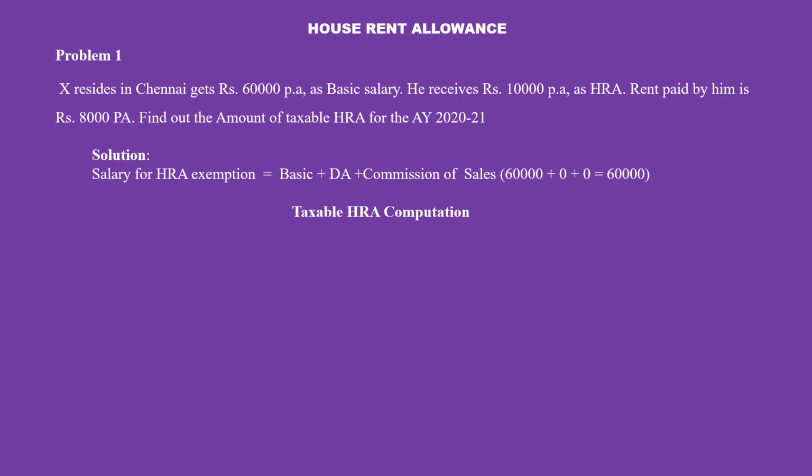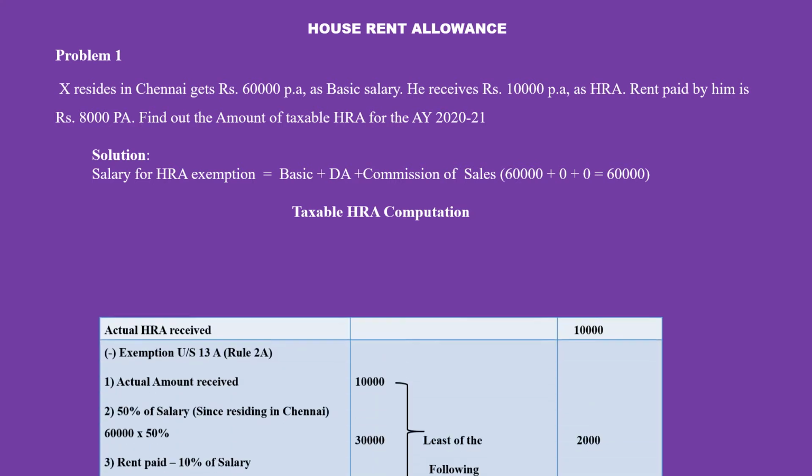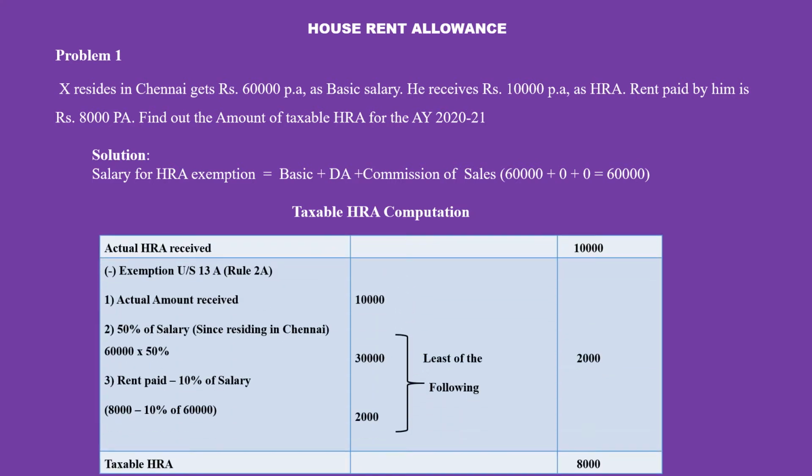Now, how do you calculate the taxable HRA? You'll have to draw 3 columns: particulars and 2 rupees columns. In this, first you start off with the actual HRA received. The actual amount of HRA received is 10,000 according to the sum. So that you will put in the outermost column. From that only you are going to deduct whatever is going to be exempted. So according to section 13A, rule 2A, what is the condition given? Number 1 is the actual amount received.